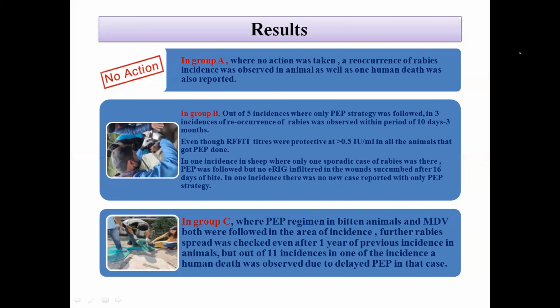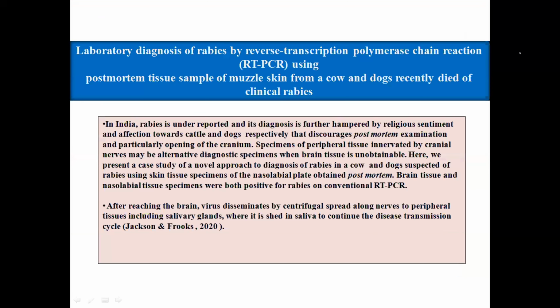So I have already discussed the results. Another approach is laboratory diagnosis of rabies by RT-PCR, by improving the diagnostics. In India, rabies is an underreported disease, and its diagnosis is further hampered by the religious sentiments and affection towards cattle and dogs, respectively. That discourages the post-mortem examination.